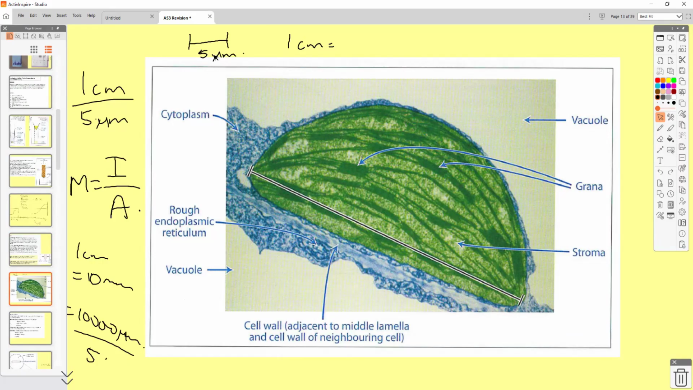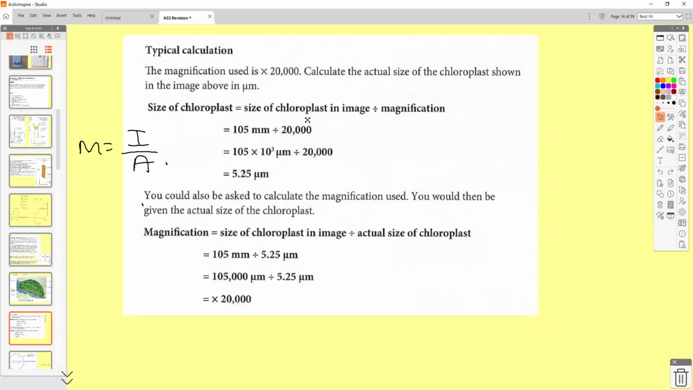Then you convert your units. So 1 centimeter is the same as 10 millimeters, which is the same as 10,000 micrometers. If the actual size is 5 micrometers, it'll be 10,000 divided by 5, which would give you times 2,000 as a magnification. Obviously, they could give you the magnification, and then they might ask you to work out the actual size. So you just move around your formula. So there's an example. Again, pause the screen if you want to take a more in-depth look at that.